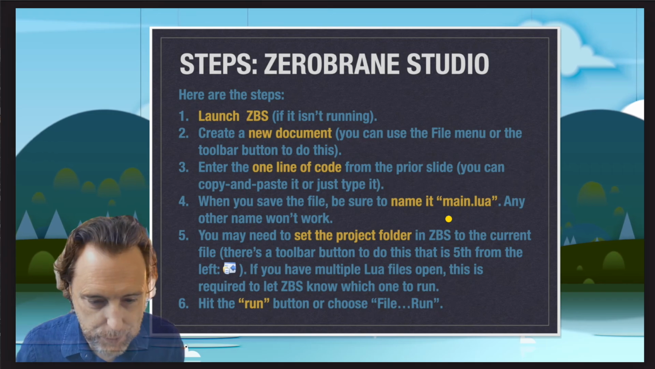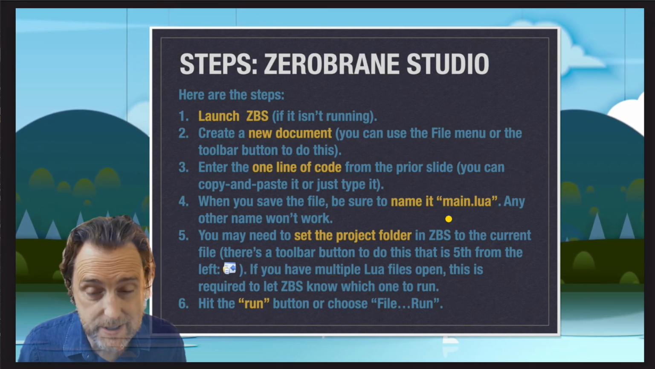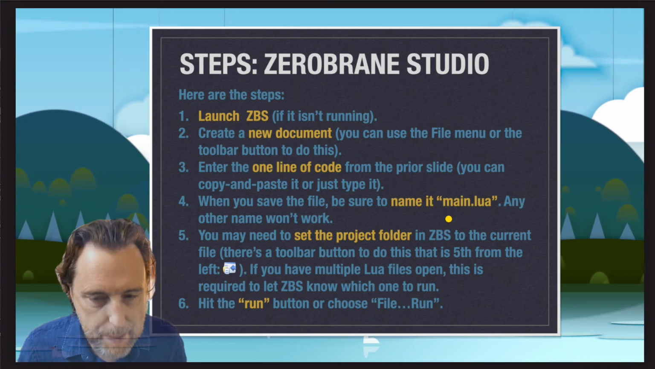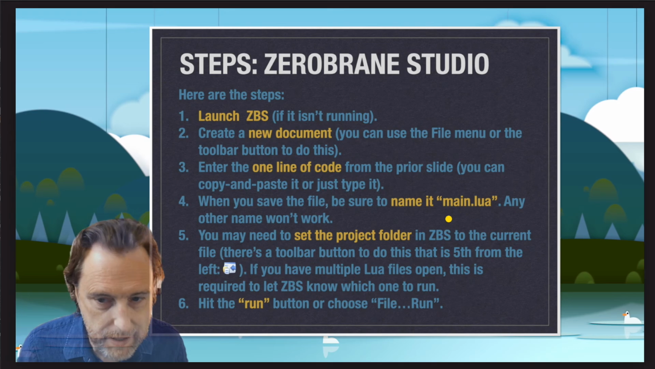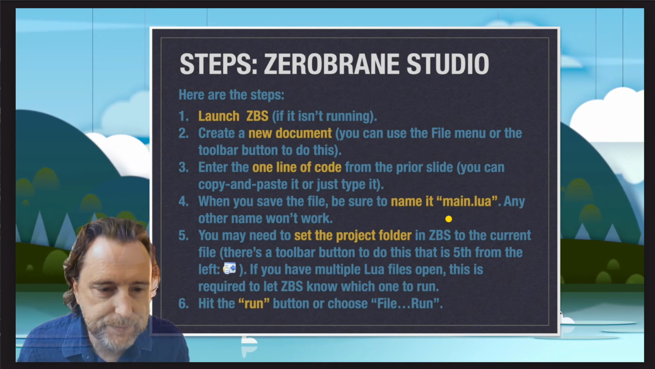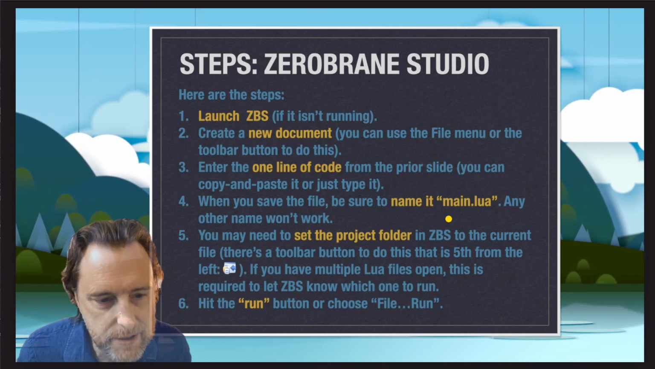I have an export feature built in. If you wanted to export it to another name, that's fine. But by default, it just names it main.lua because that's what you have to name it. It has to be capitalized and spelled like that, so main.lua. Step 5, you might need to set the project folder in ZeroBrane to the current file.